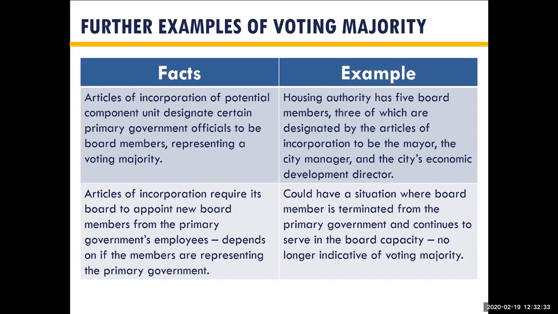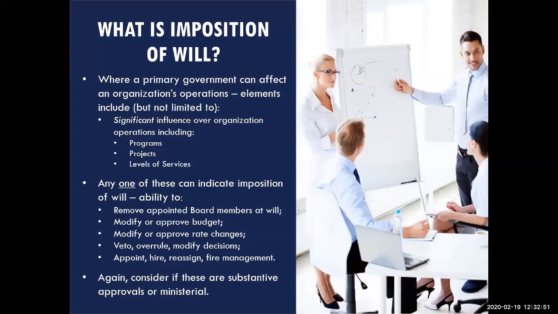Here we have some simple facts and some examples of where a voting majority may be present and where a voting majority may not be present. But again, this is only one of the aspects we need to examine as part of our component unit relationships. So I mentioned a concept called imposition of will. Another way to think about it is the word influence. Any one of these elements on the screen can indicate some form of imposition of will. But the ultimate goal is determining who is ultimately in charge.